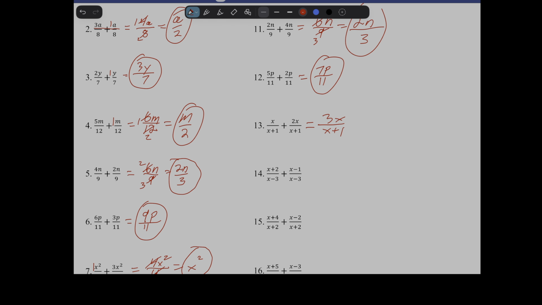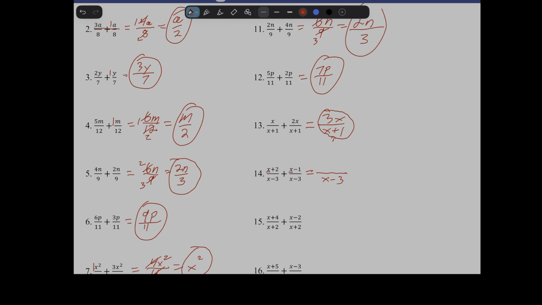Can I cancel out the x's? No, because of that plus sign. Okay, the x and the 1, they aren't factors. So you can't. You can only reduce factors. All right, so now look at this one. This one's going to look a little different. X minus 3, we just copy. All right, common denominators, hello, like terms.